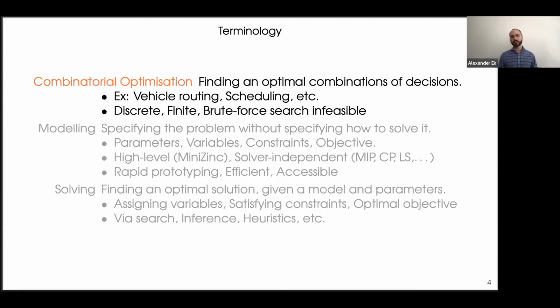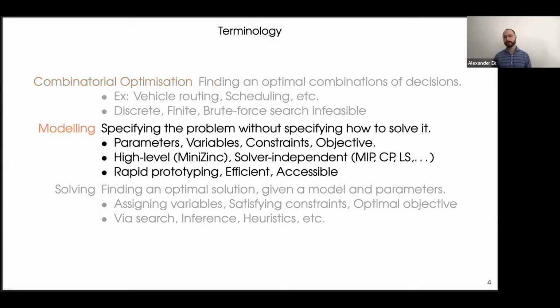So we are from different backgrounds, so I think a good idea is to start with some terminology here, so we're all on the same page. When I say combinatorial optimization, I mean finding an optimal combination of decisions. Examples of this are vehicle routing and scheduling. Usually we're talking about discrete objects from finite sets, and brute force search is completely infeasible, so we need to be smarter than that.